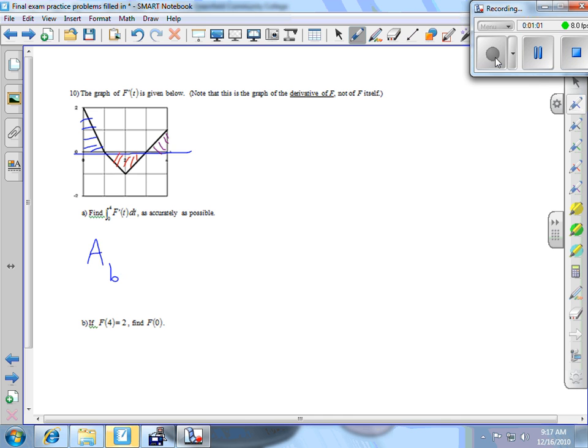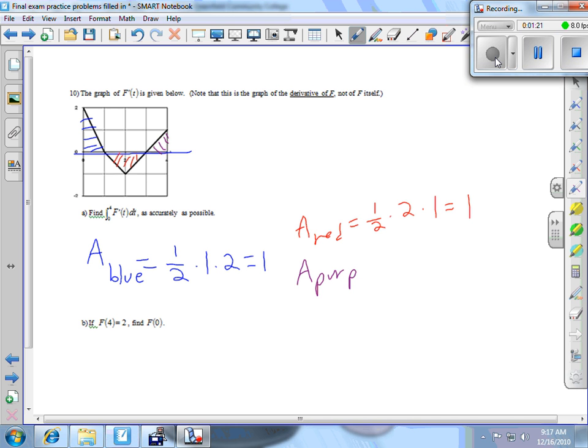So the area of the blue, half base times height, half of 1 times 2, which is 1. The area of the red, again, half base times height. The base here is 2, height is 1. So that area is also 1. And then finally the purple, half of base times height, half of 1 times 1, which is 1.